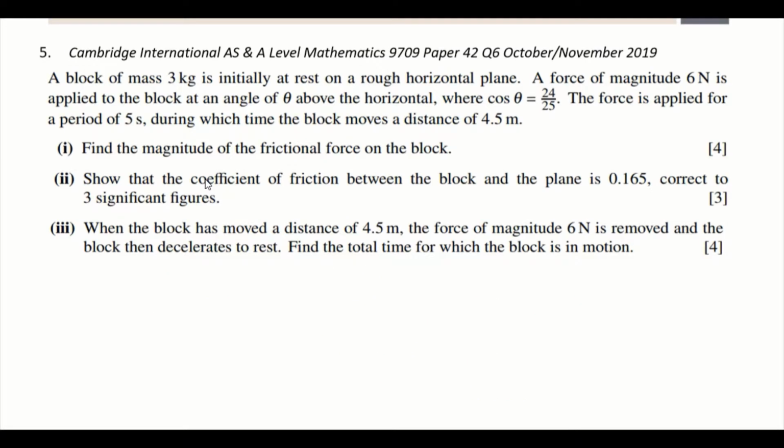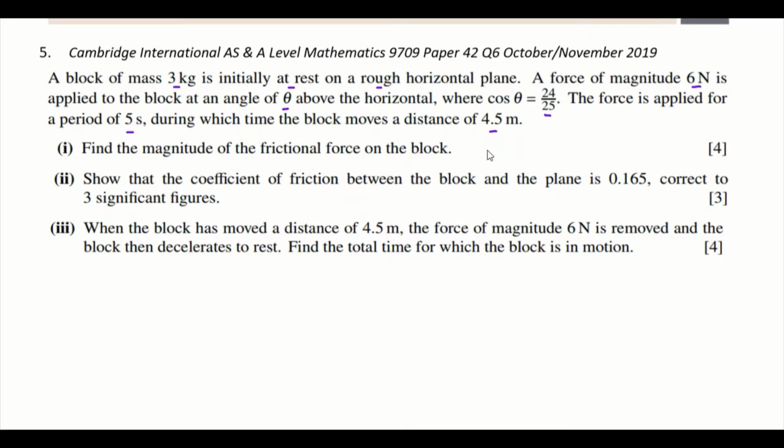Okay, number 5: a block of mass 3 kg is initially at rest on a rough horizontal plane. The mass is initially at rest on a rough plane, so that's friction. A force of magnitude 6 Newton is applied to the block at an angle theta above the horizontal, where cos theta is equal to 24 over 25. Remember that there's an angle involved, so that's resolving, which is why your R is not necessarily equal to W. Always remember this. The force is applied for a period of 5 seconds, during which time the block moves a distance of 4.5 meters.